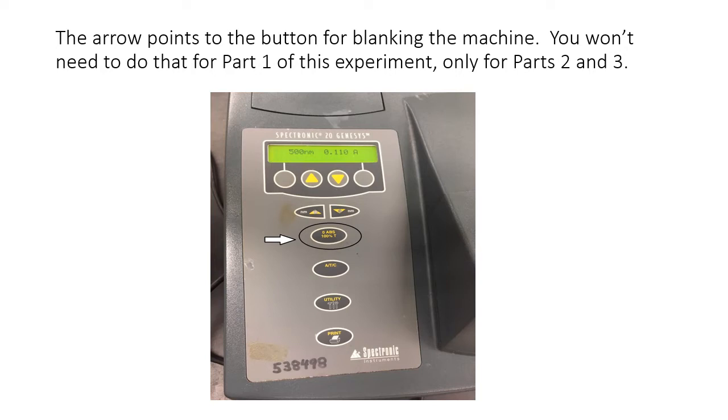To set the blank on the machine is where you press the zero absorbance button. You would do that with, for example, a water sample in the light path to basically set the machine for zero. Now, we don't need that for part one of the experiment, but we do need it for parts 2 and 3.